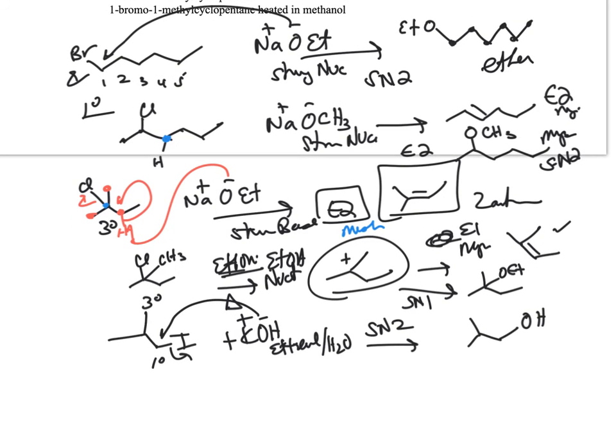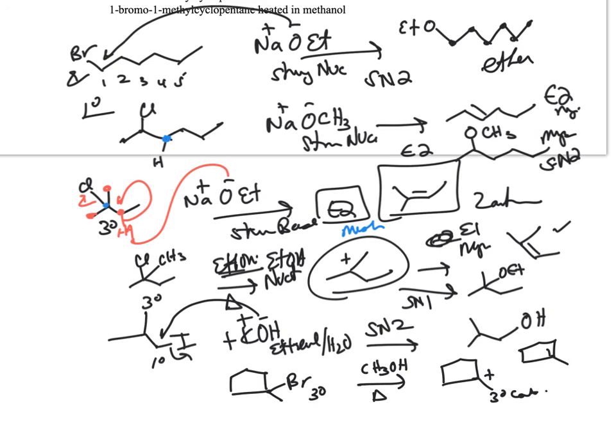And the last one we have here is cyclopentane, 1-methyl, 1-bromo. So we know this is a tertiary alkyl halide. It's heated in methanol. This is a weak nucleophile. It's going to be stabilizing. There's a tertiary carbocation. It's going to stabilize that. So you're going to get elimination, so that would be E1, and you're going to get SN1 where you get your ether here, OCH3.